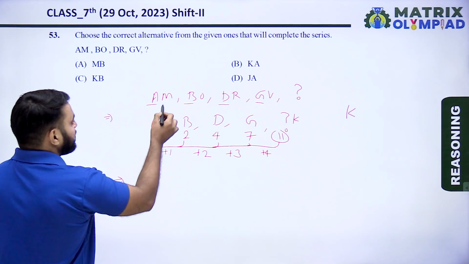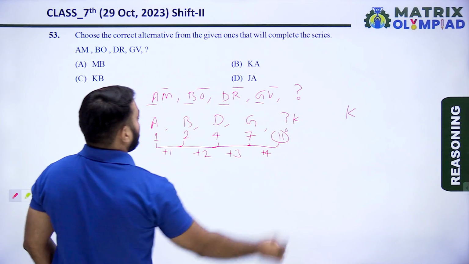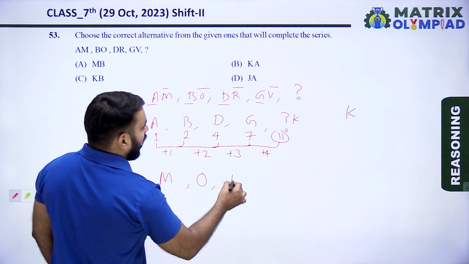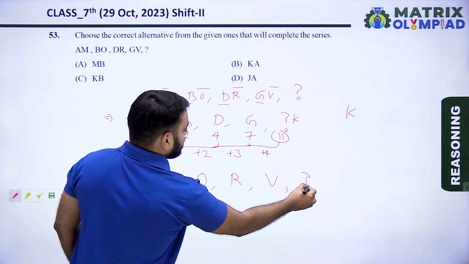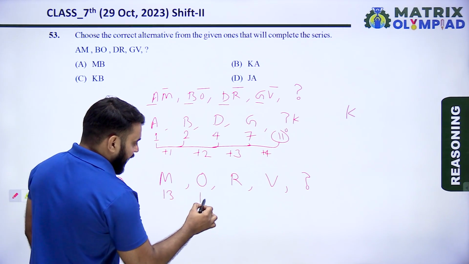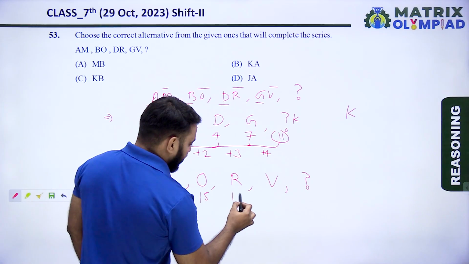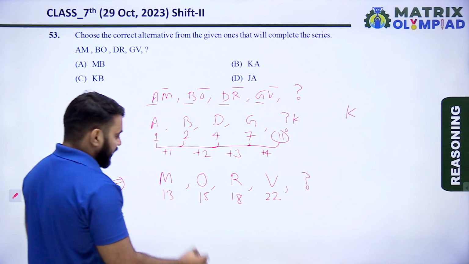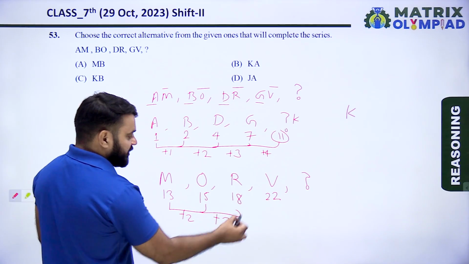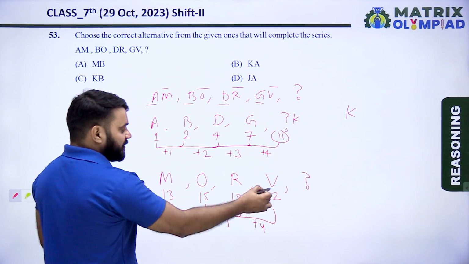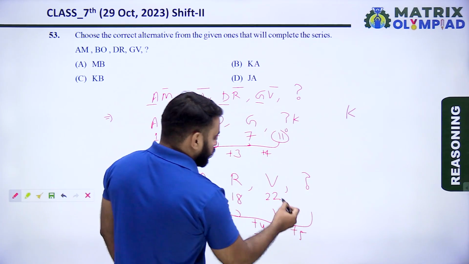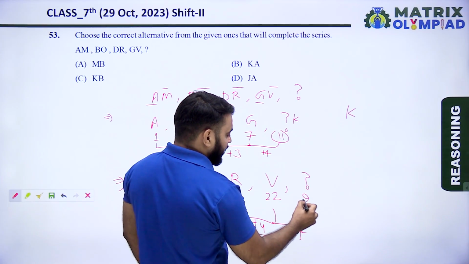Now taking the second alphabet of each term. So the second alphabet of each term is M, O, R, V, and the next is missing. So the position of M in the English alphabet is 13, O means 15, R means 18, V means 22. So the pattern is 13 plus 2 it means 15, now 15 plus 3 it means 18, now 18 plus 4 it means 22. So the pattern is plus 2, plus 3, plus 4, now adding plus 5. So 22 plus 5 it means 27.